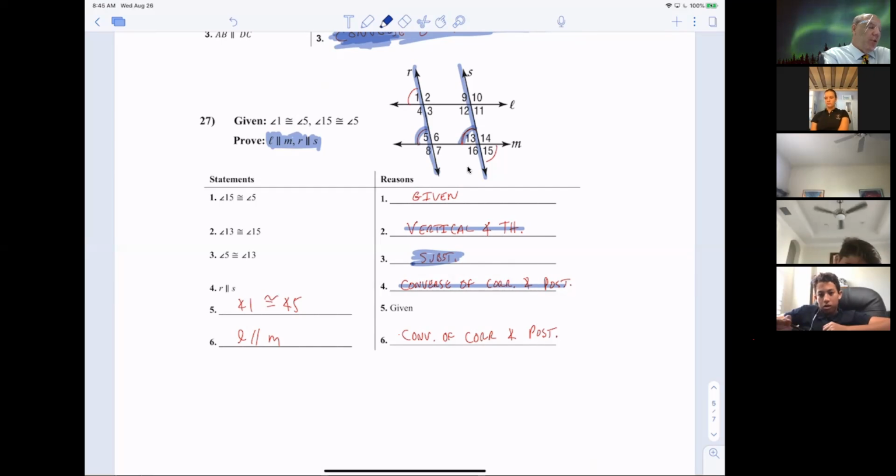So we just proved R and S, right? And now, what's true about 1 and 5? If I look at 1 and 5, those are also corresponding angles to L and M. Same thing. Morty.